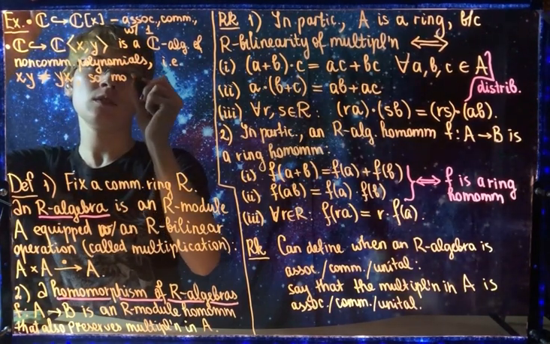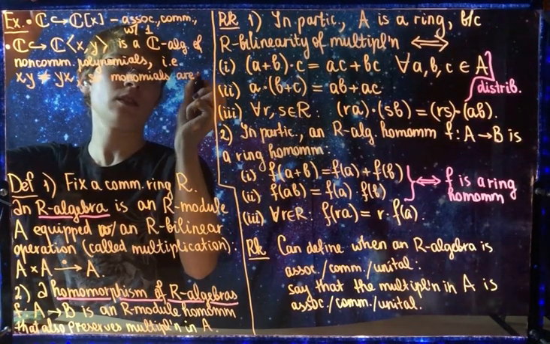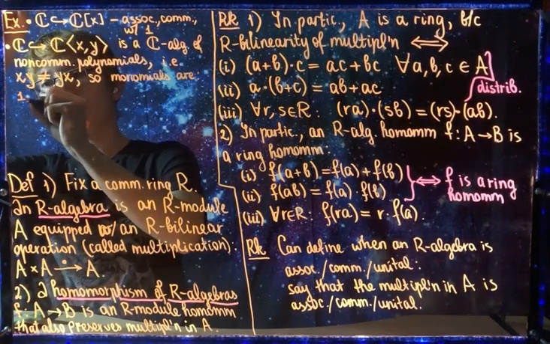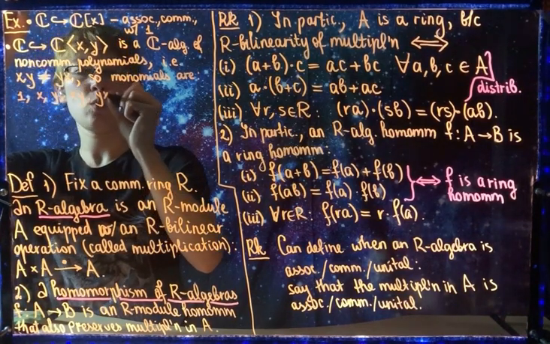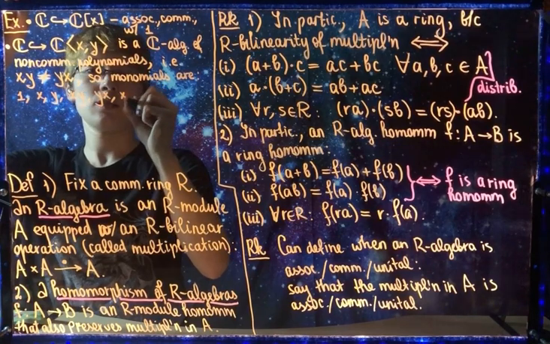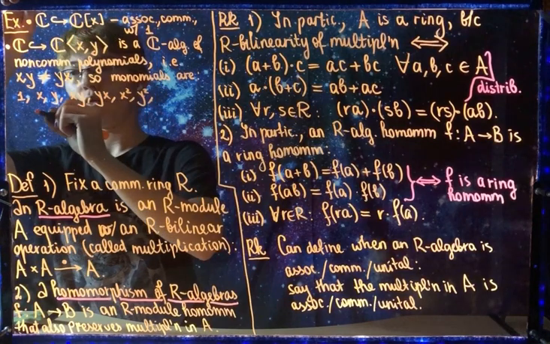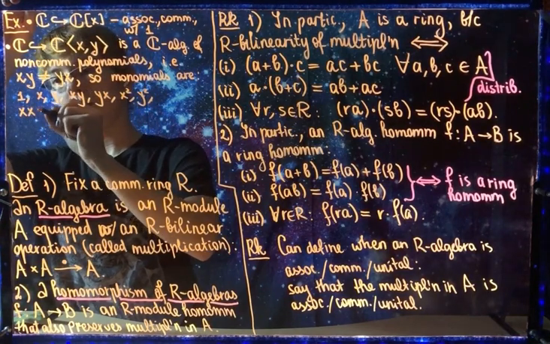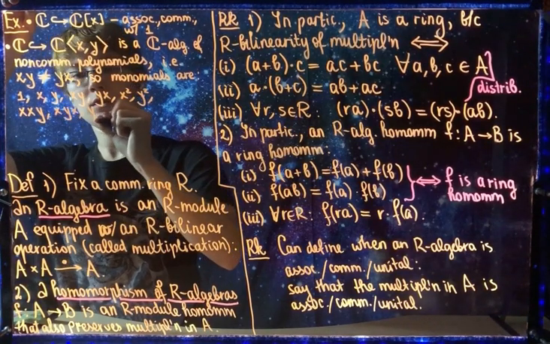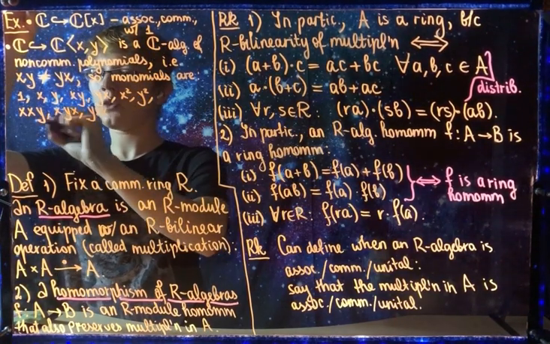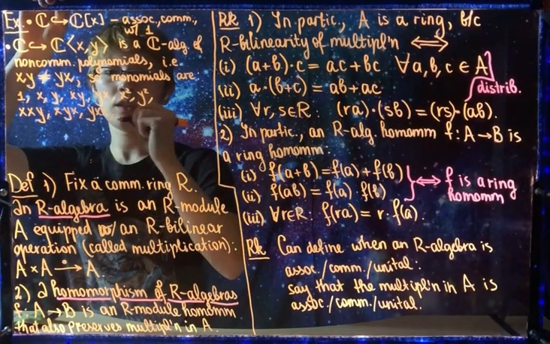So monomials in this algebra are 1, x, y, xy, yx, as well as their powers. And then we have, for example, xxy, or xyx, or yxx, and these three monomials are all different and linearly independent, etc.